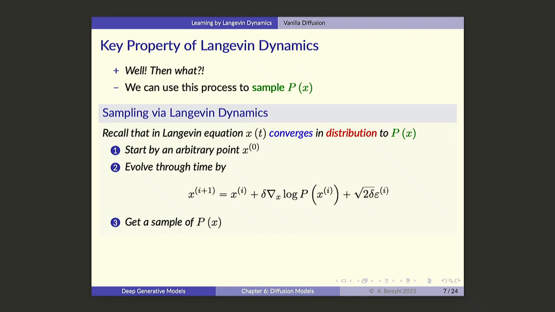Is it now familiar? Have we done this before? Energy models. When we want to sample the energy model, we wanted to come up with one idea of sampling, and one of them was Langevin sampling, right? This is essentially the same thing.